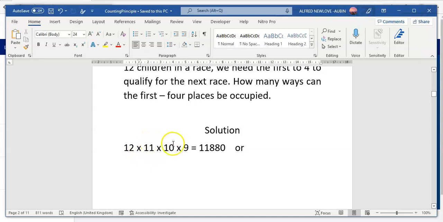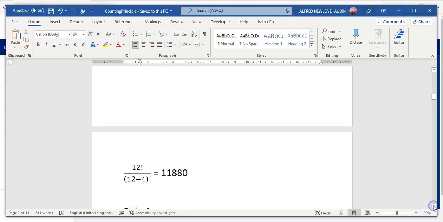Then the third space is also like that. 2 spaces have been used, the first and the second child. So it's going to remain with 10 children. So this space can be filled by any of the 10 children. And it goes like that up to 9. Then the second one is a formula work.